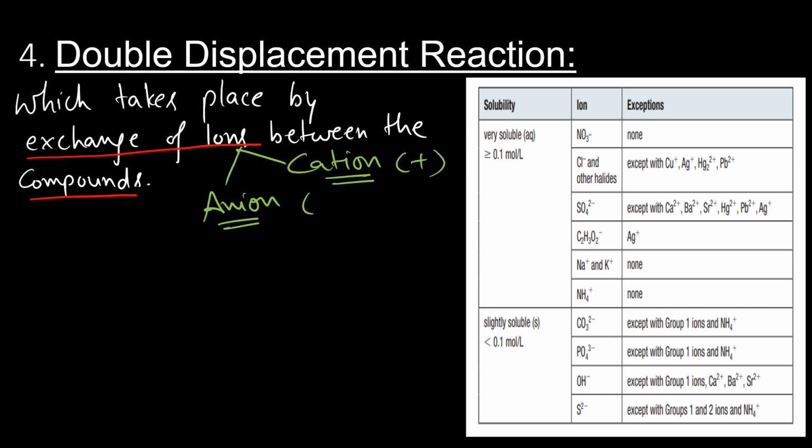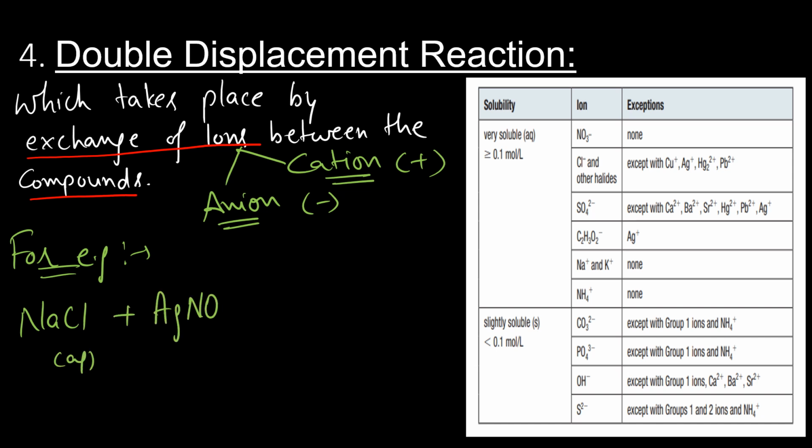Maybe you are good with cations and anions. Cations are positively charged and anions are negatively charged. Now let's see a few examples. For example, if I have a compound of sodium chloride and react it with silver nitrate.